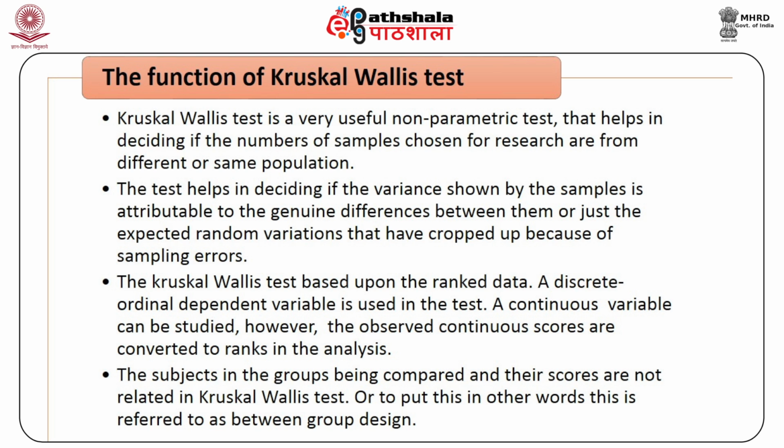The Kruskal Wallis test is based upon rank data. A discrete ordinal dependent variable is used in the test. A continuous variable can be studied, however. The observed continuous scores have to be converted to ranks in analysis. The subjects in the groups being compared and their scores are not related in Kruskal Wallis test, or to put this in other words, this is referred to as between group designs.